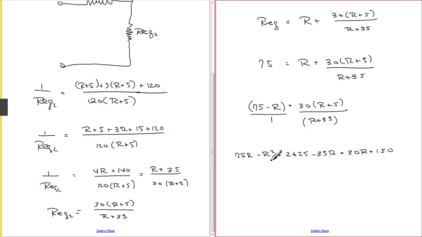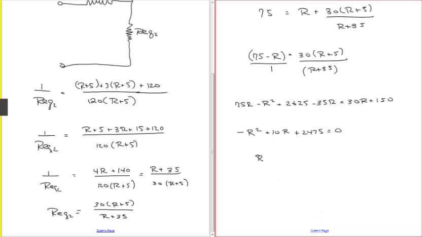150. Okay, so we're going to make a quadratic equation out of this. We'll end up with negative r squared from this part. We have 75 minus 35 is 40. And then we'll subtract 30 when we get that on the other side. So we'll have plus 10r. I think that's right. 75 minus 35 is 40. Yeah, positive 40. We'll subtract 30. When this is subtracted from both sides, we'll get 10r. And then we have 2625 minus 150, and that's going to be positive 2475 is equal to 0. And I'm just going to change the sign of everything.